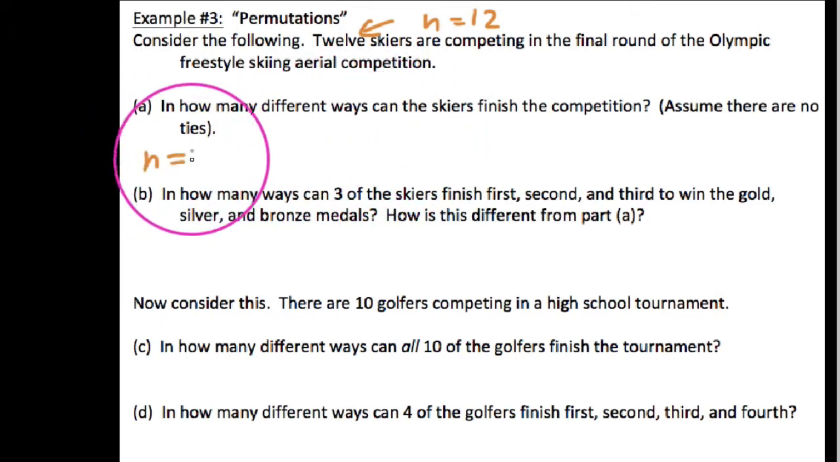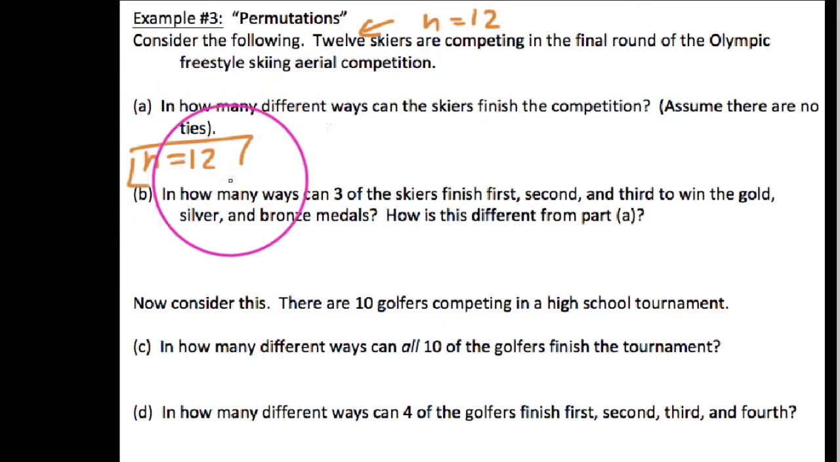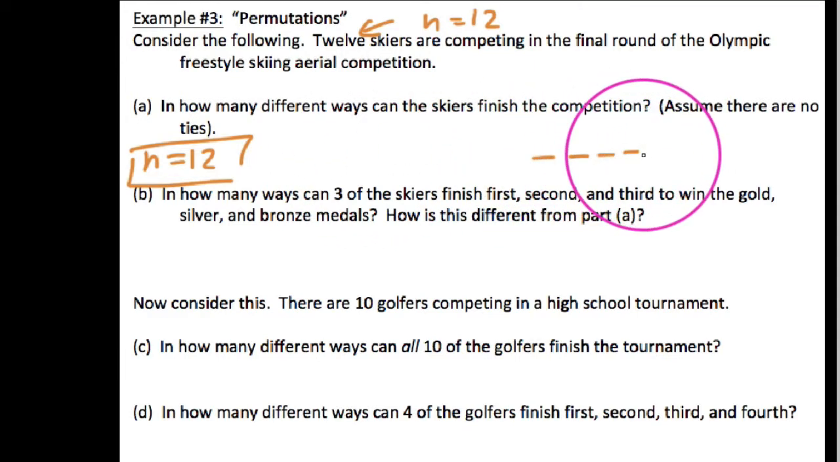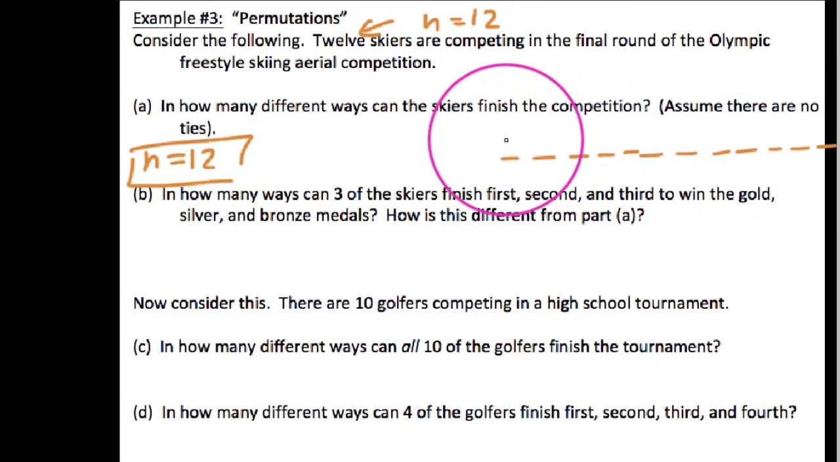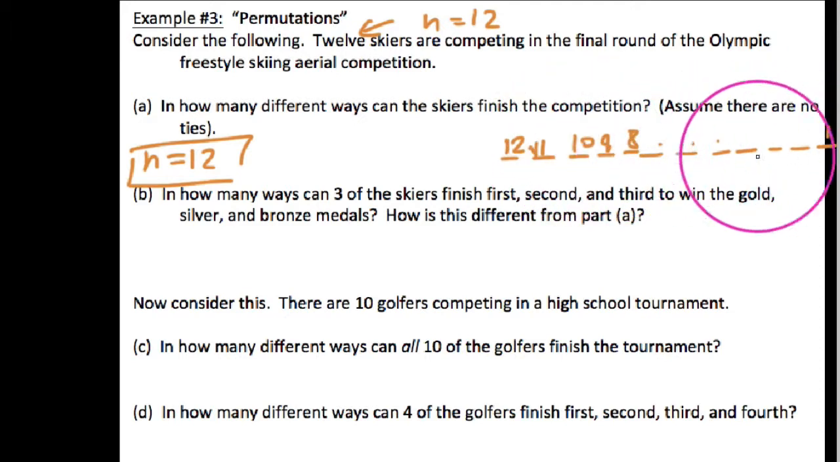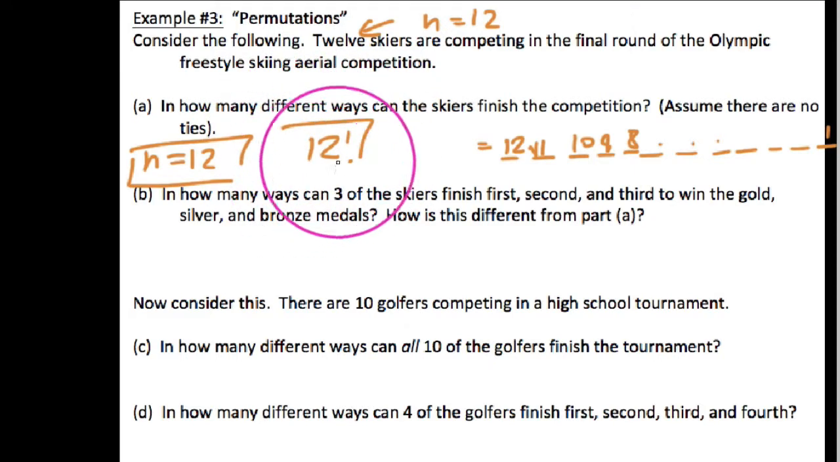So if I have n total objects, 12 skiers here, and I ask how many ways they could finish, instead of having to say there are 12 skiers, then 11, 10, 9, 8, all the way down to 1, multiplying 12 times 11 times 10 times 9 times 8 and so on, what we could really just say is this: there are 12 factorial ways, or permutations, that exist when we rearrange this.